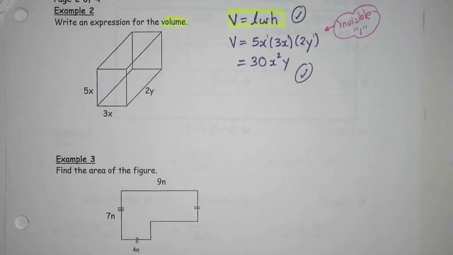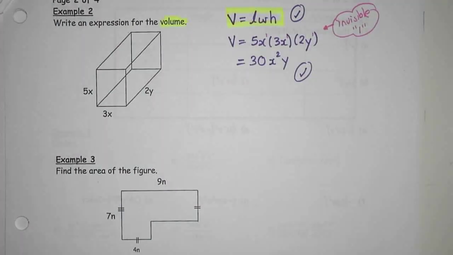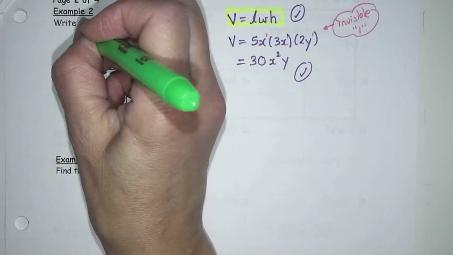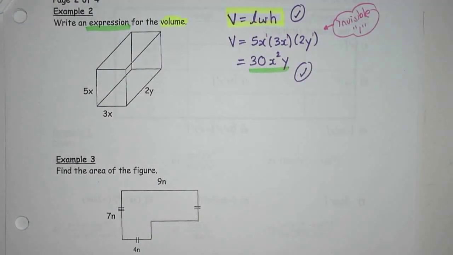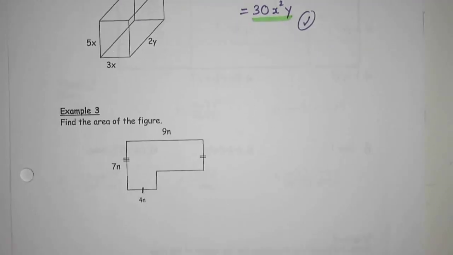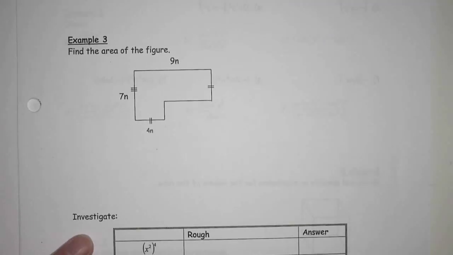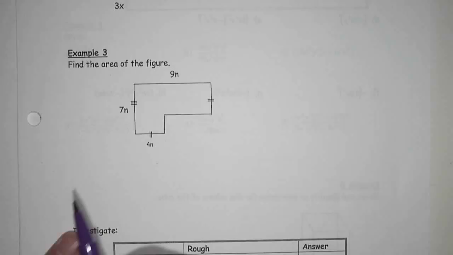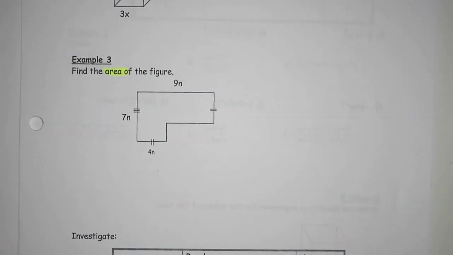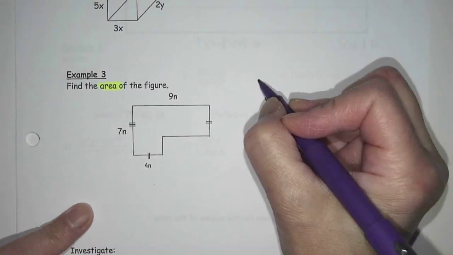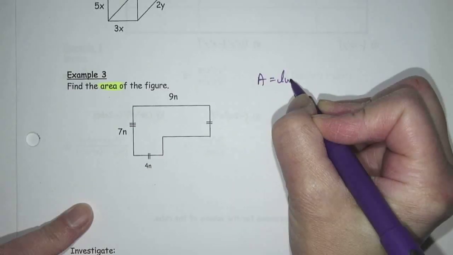That's the expression. So an expression means that you're not actually going to solve for something. You've just got an expression. Okay, so an expression for the volume. For the next one here, find the area of the figure. So area means you're doing length times width, right? So area is length times width.